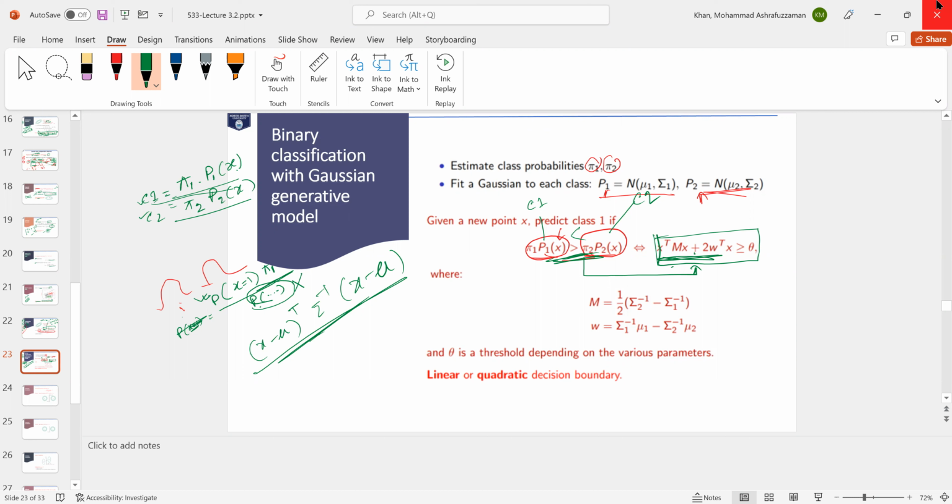It still does not make sense. Okay, let me explain more. Probability of x given y.